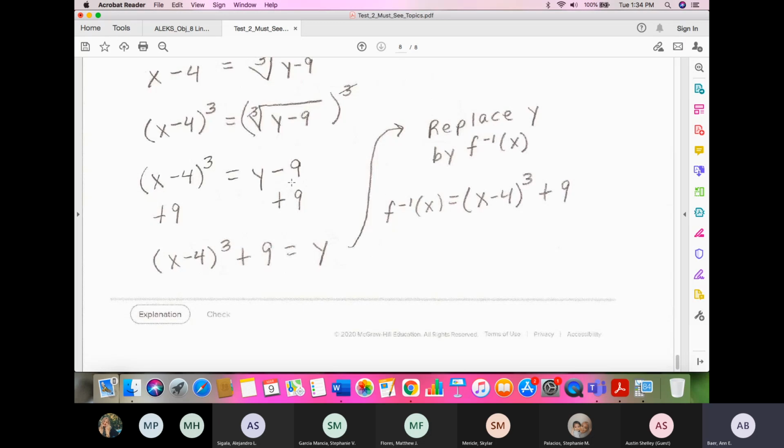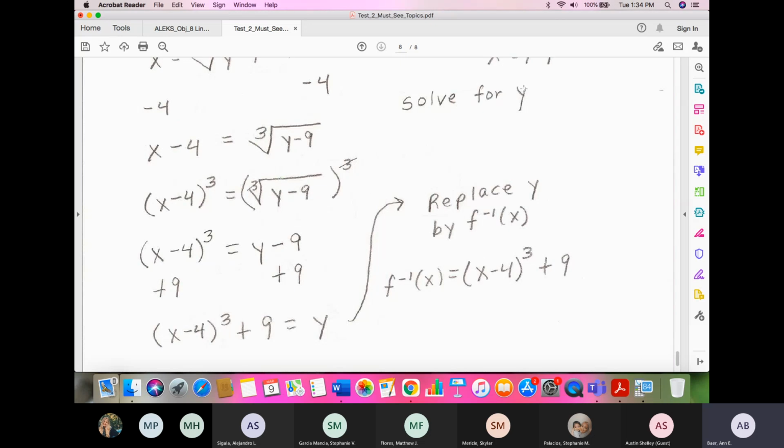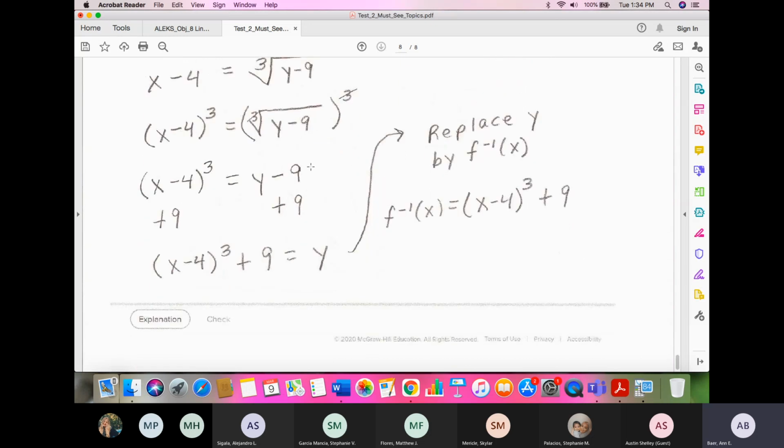And now, what do we want to do? We want to solve for y. So we need to continue to solve for y. All we need to do is move this minus 9. The opposite of subtraction is addition. Let's add 9 to both sides.